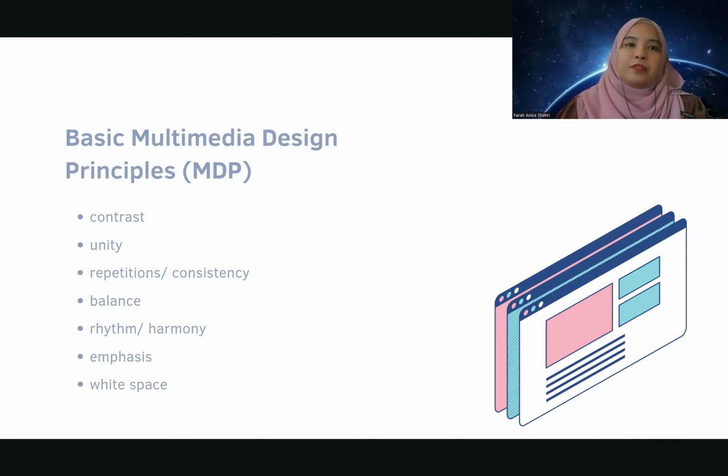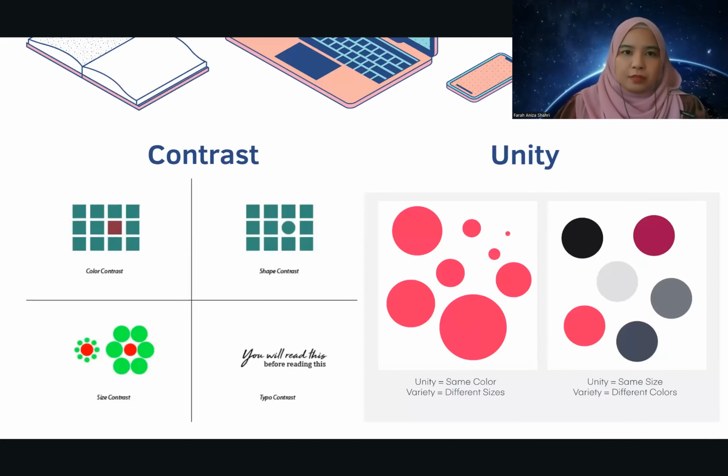Okay, so the first MDP is contrast. Before learning about the topic, I've always thought of contrast as something that you can increase in your photo editing apps to make your photo look better. But actually, in design, there are different types of contrast. So we have color contrast, shape contrast, size contrast, as well as typo contrast.